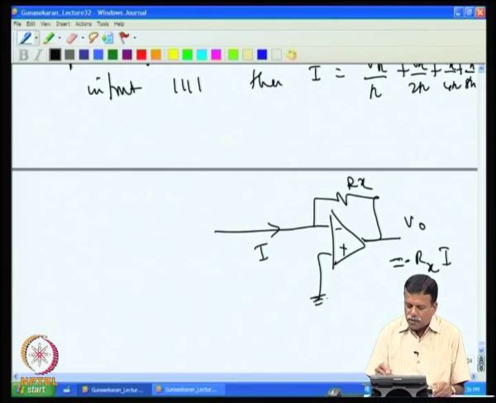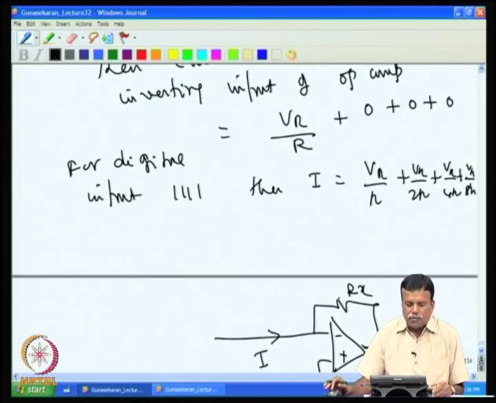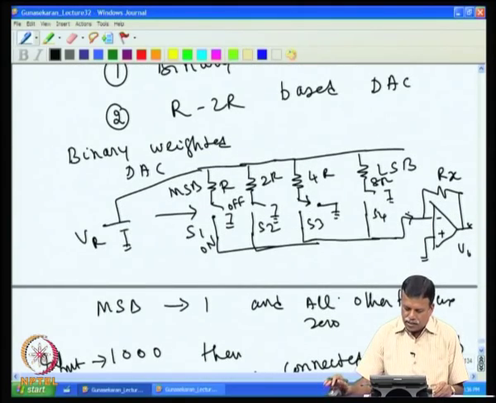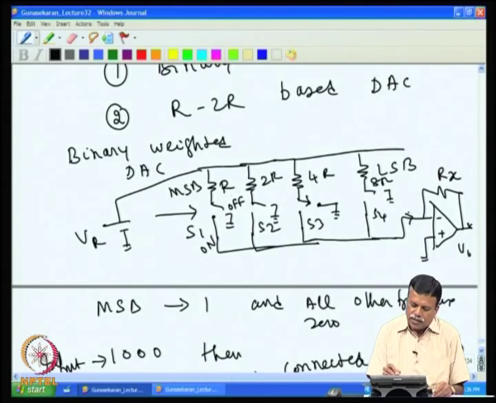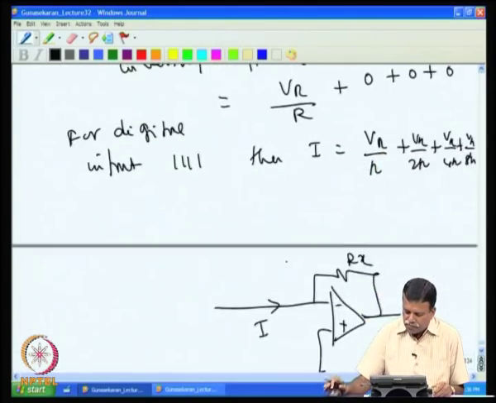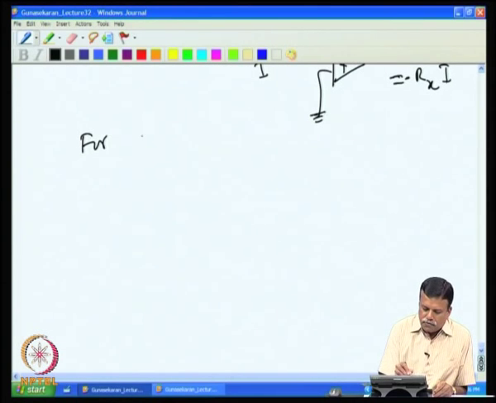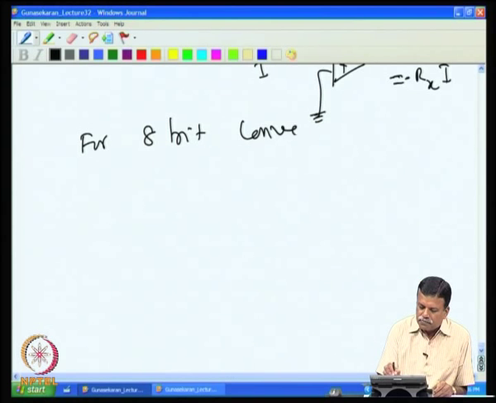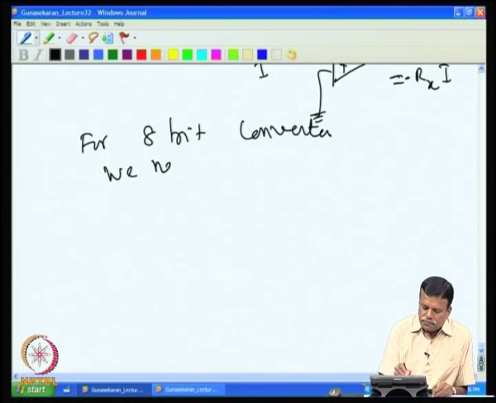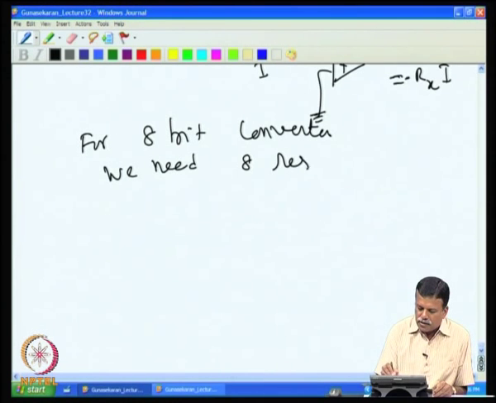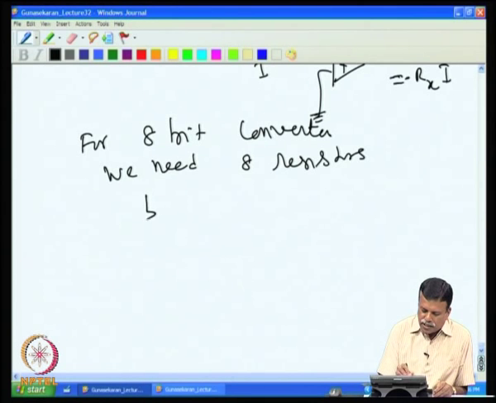However, this converter has a problem in the sense that we have to have 4 accurately calibrated resistors. For example, if I have 1K, then 2K, 4K, 8K, and each resistor should be accurate to 2 power 4. In this case, 1 in 16 accuracy is demanded. Suppose if I go for an 8 bit converter, then for an 8 bit converter, we need 8 resistors.